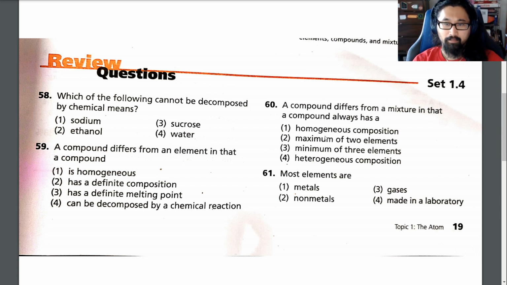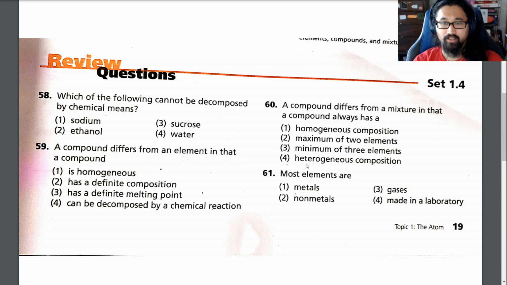Number 2 is a maximum of 2 elements. So this is saying that compounds always max out at 2 elements. Glucose, C6H12O6. That's 3 elements. Definitely a compound. So, bad. Number 3, a minimum of 3 elements. Water is H2O. Definitely a compound. Only 2 elements. Bad.